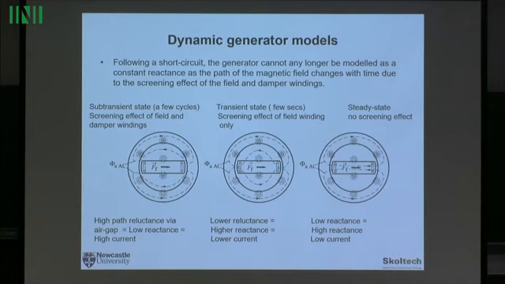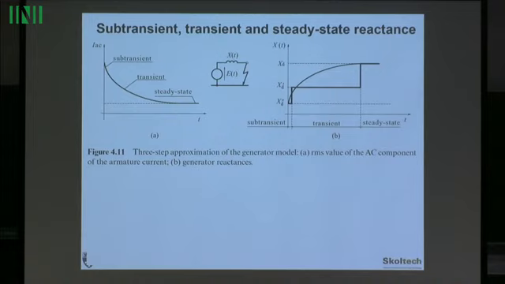Subtransient state: low internal reactance of the generator. Transient state: slightly higher reactance, lower current. And steady state: low reluctance, high reactance, which means the current is low. So if we look at it, the current will go like that. It will be high initially, then lower down to the steady state value. That means that the reactance will increase in time.